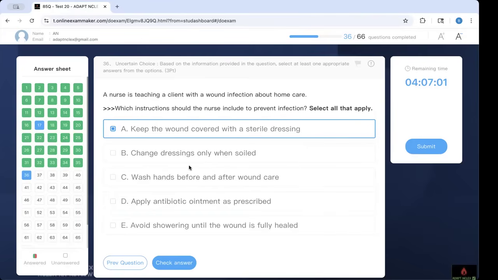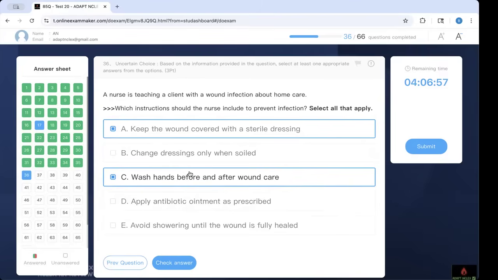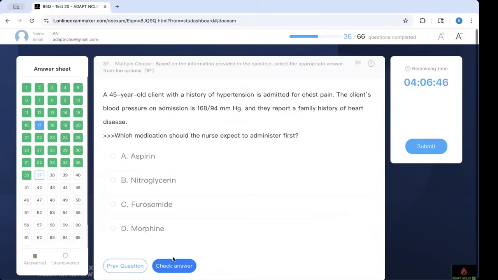Keep the wound covered with the sterile dressing. You shouldn't change the dressing only when it's soiled. Change it all the time. And wash your hands after and before you do wound care. And then apply the antibiotic ointment given. You shouldn't avoid showering. You should shower. Showering is the best way to clean the wound.